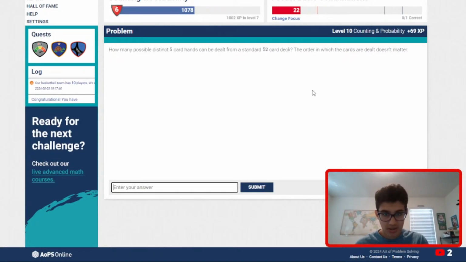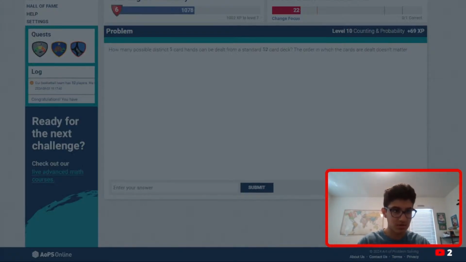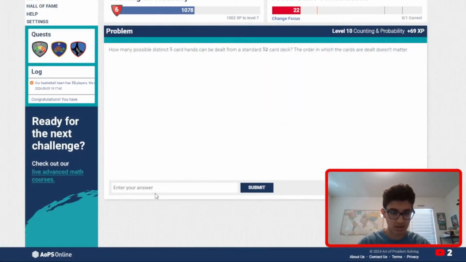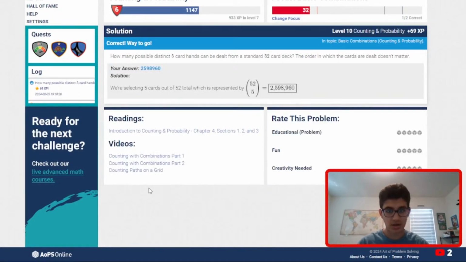How many possible distinct 5 card hands can be dealt from a standard 52 card deck? The order doesn't matter. So this should just be 52 choose 5. And I think it's fine. We've done a lot of calculations already. Let's check if the answer is right. 52 choose 5. That should be it. Okay, yeah, and I'm pretty sure they used a calculator as well.